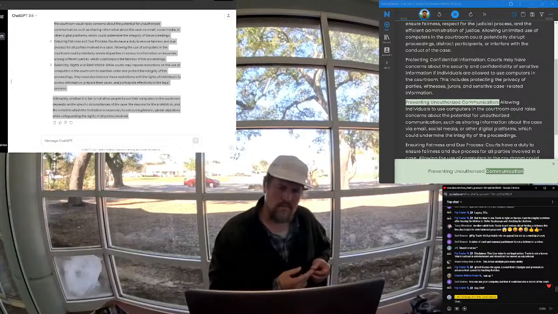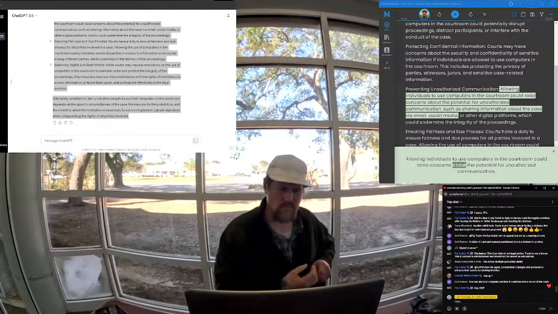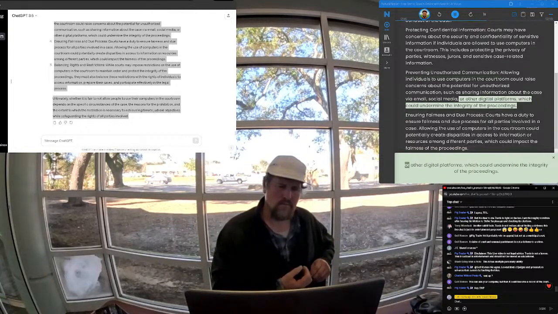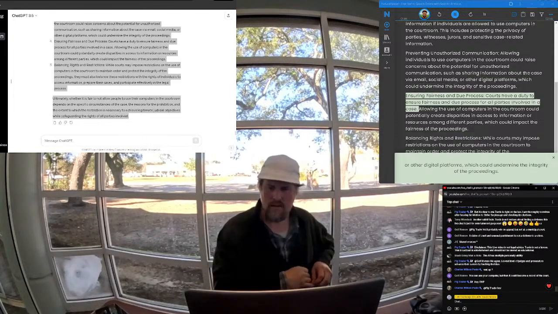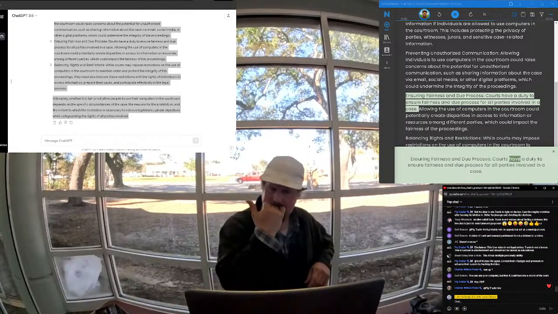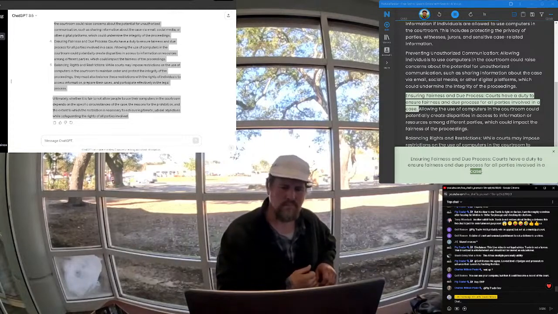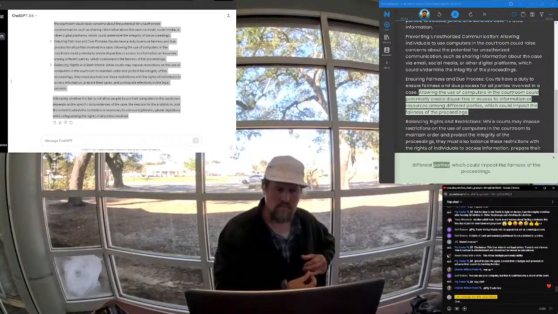Preventing unauthorized communication. Allowing individuals to use computers in the courtroom could raise concerns about the potential for unauthorized communication, such as sharing information about the case via email, social media, or other digital platforms, which could undermine the integrity of the proceedings. Ensuring fairness and due process. Courts have a duty to ensure fairness and due process for all parties involved in a case. Allowing the use of computers in the courtroom could potentially create disparities in access to information or resources among different parties, which could impact the fairness of the proceedings.